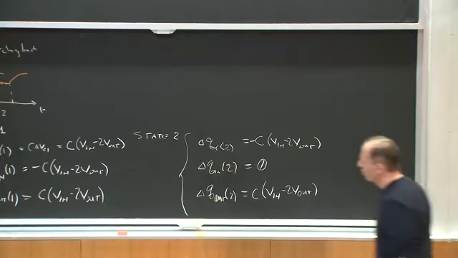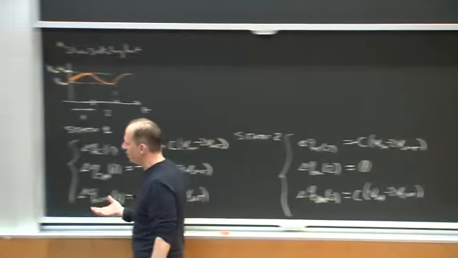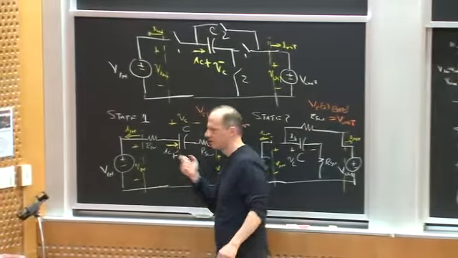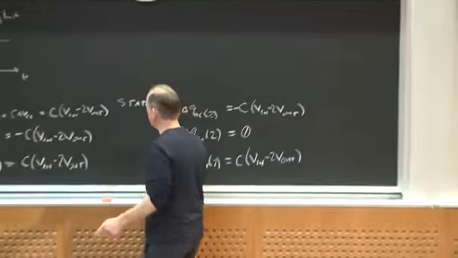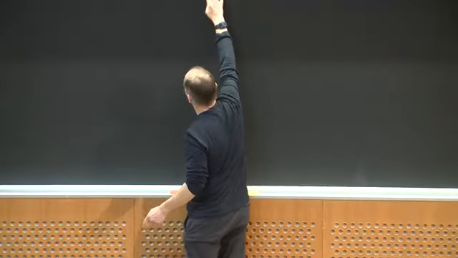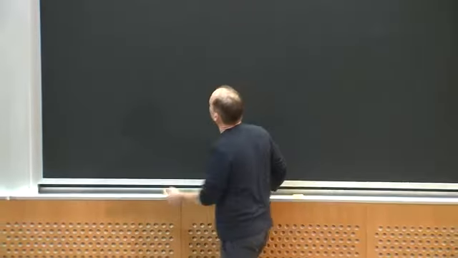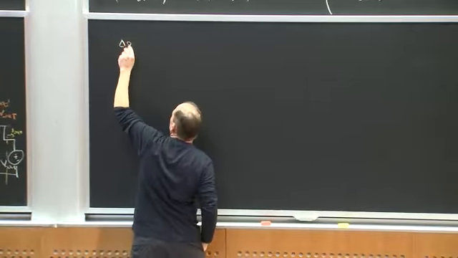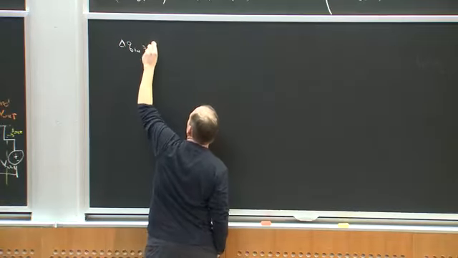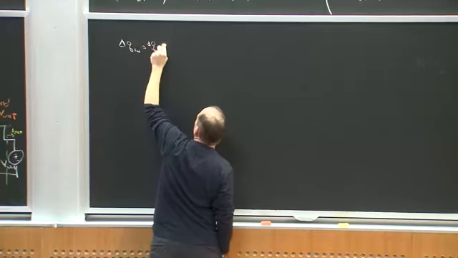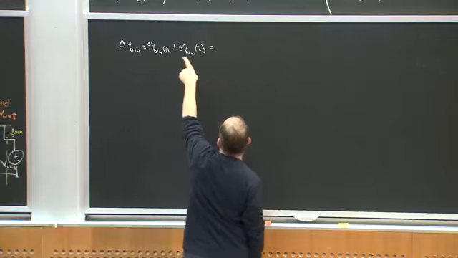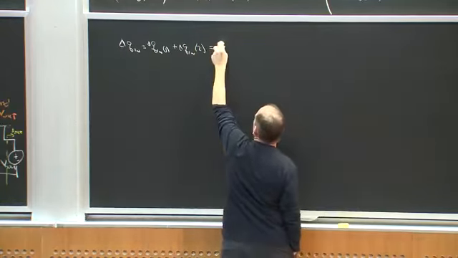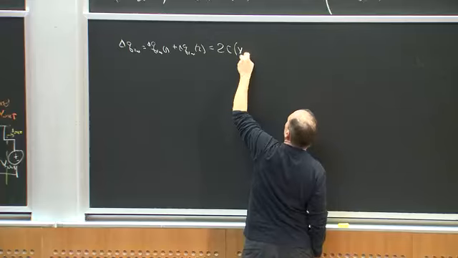Okay, so we know that the net total charge transferred on this energy storage capacitor in periodic steady state better be 0, right? But that's not true of the input or the output, so why don't we just find out what that is? We could then write delta Q in is equal to Q in state 1 plus delta Q in state 2. And if I just add those up, that's going to be 2 C times V in minus 2 V out.